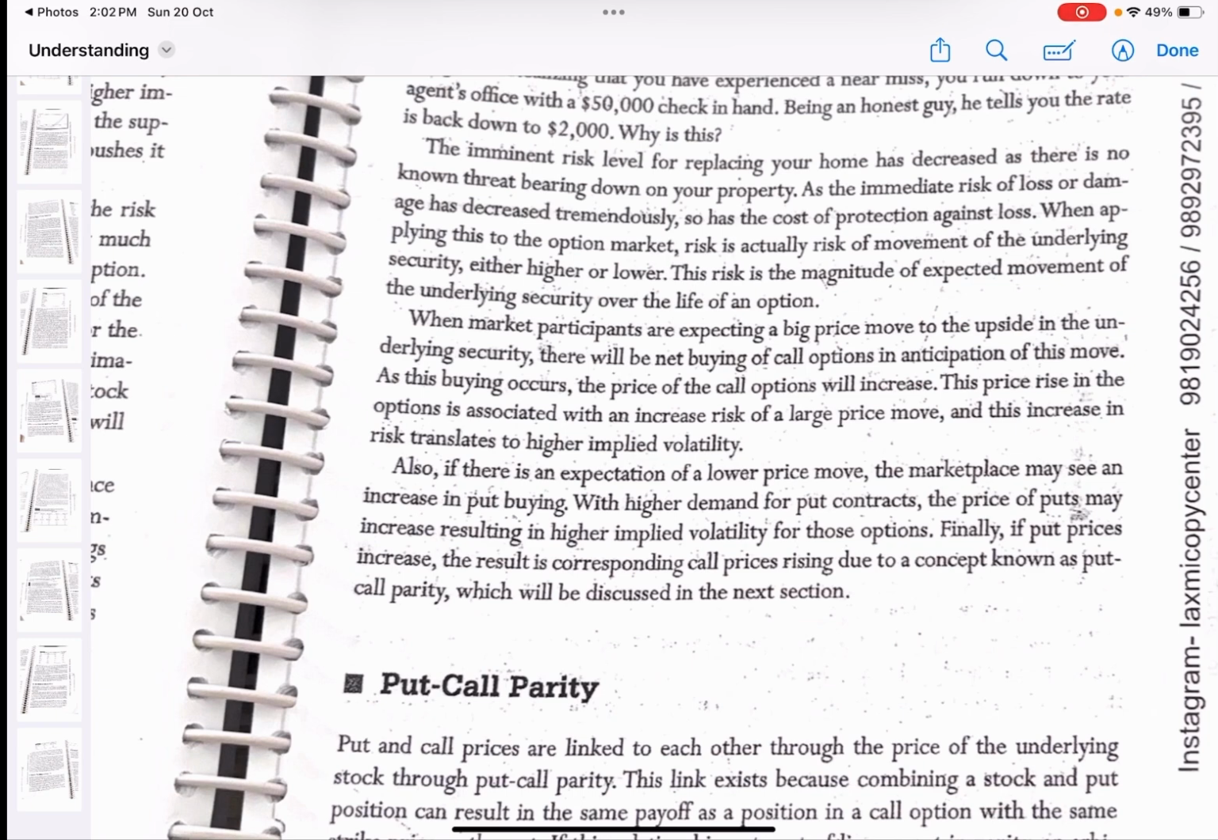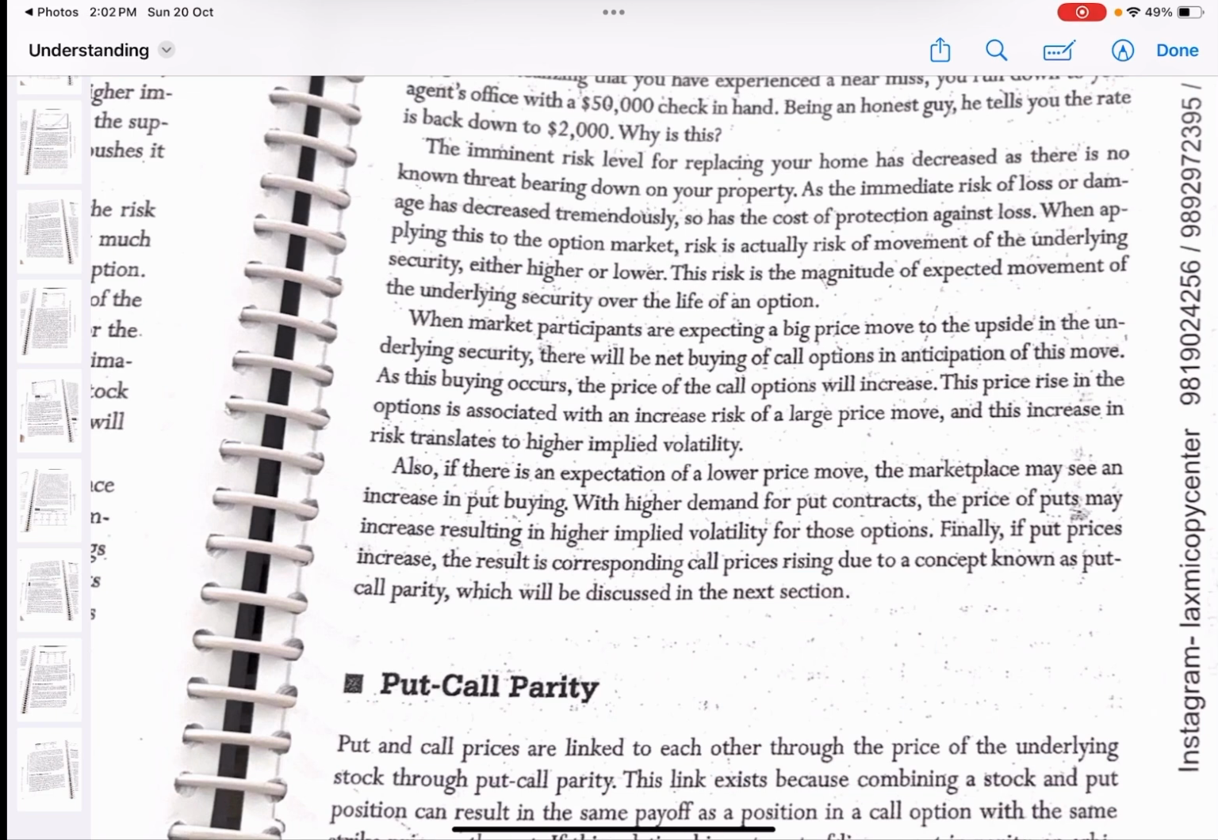When market participants are expecting a big price move to the upside in the underlying security, there will be net buying of the call options because you think that a big move is going to happen towards the upside. As this buying occurs, the price of the call options will increase. This price rise in the options is associated with an increased risk of a large price move, and this increase in risk translates to higher IV.